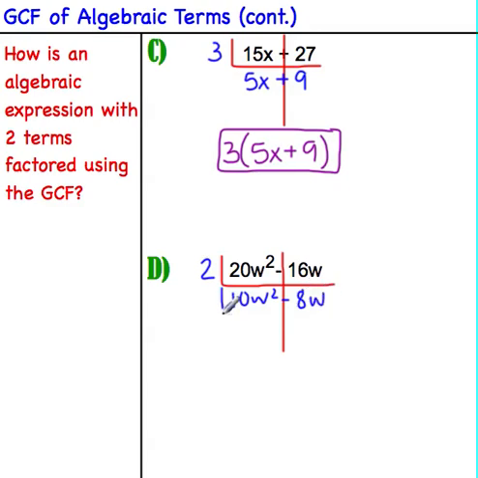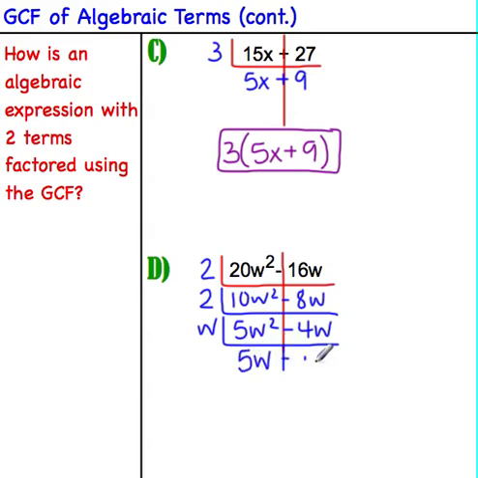And then I see, well, they're still divisible by 2. So 10 divided by 2 is 5w squared, and 8 divided by 2 is 4, and then we still have the w. 5 and 4 are no longer divisible by anything together, but we still have a w in common, which leaves me with 5w and 4.